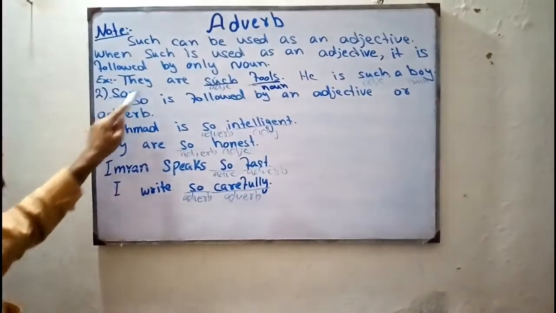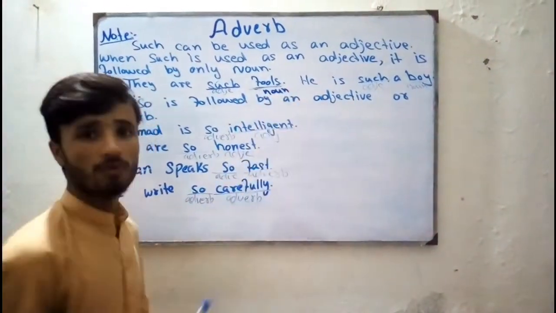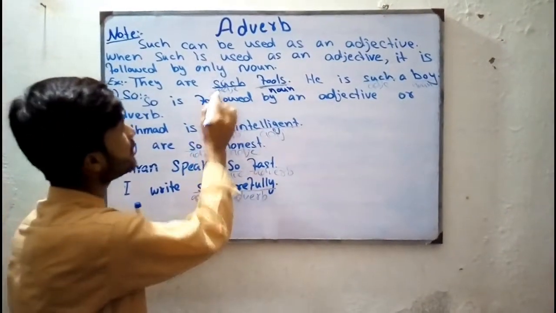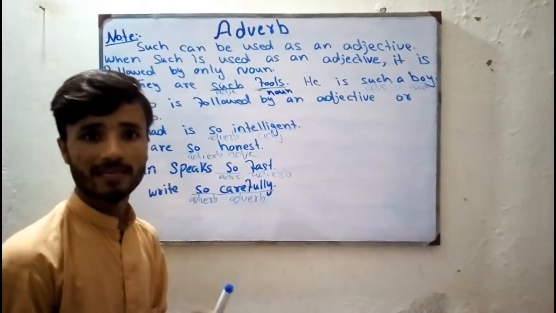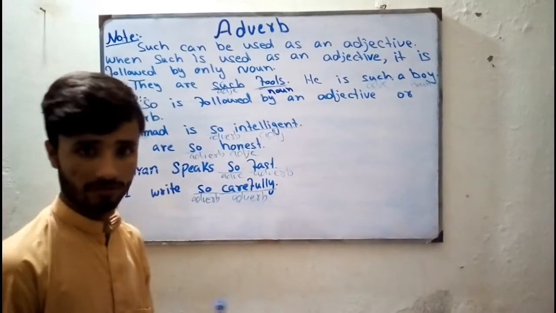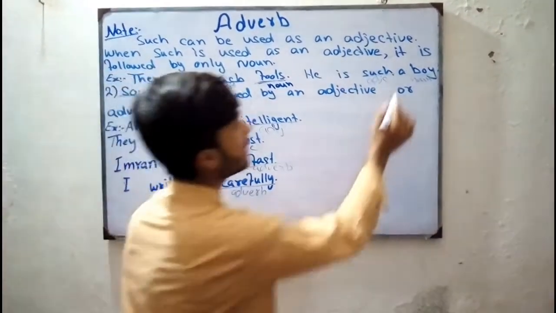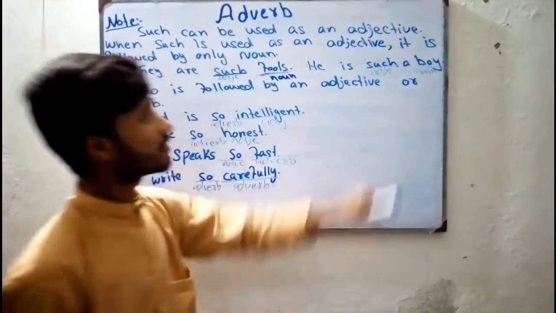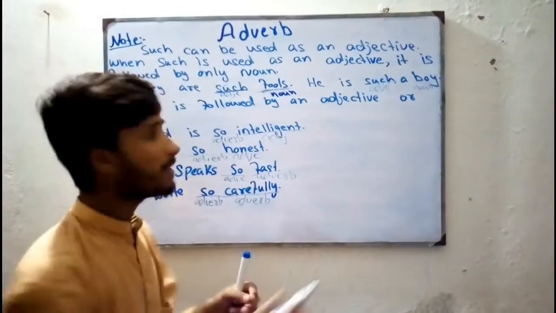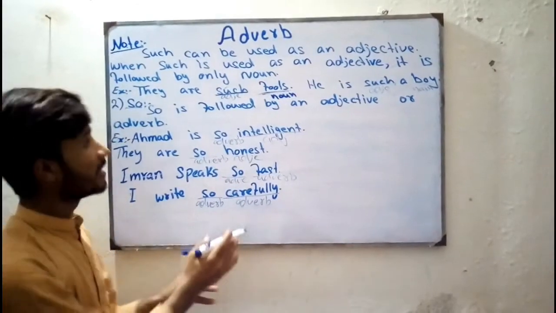See, they are such fools. These fools are a noun with us, so I used such before the noun. And here such is an adjective, not an adverb. As I said, it can be used as an adjective also. So see another example. He is such a boy. A boy, it is a noun with us, right? It is a noun with us. Boy is a noun and I used such before the noun.